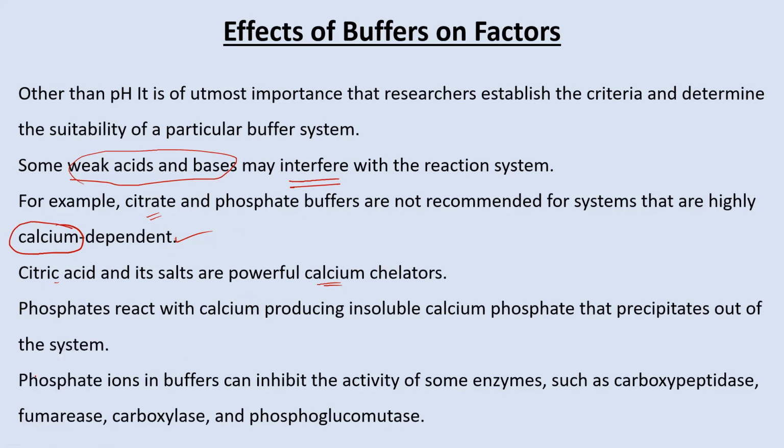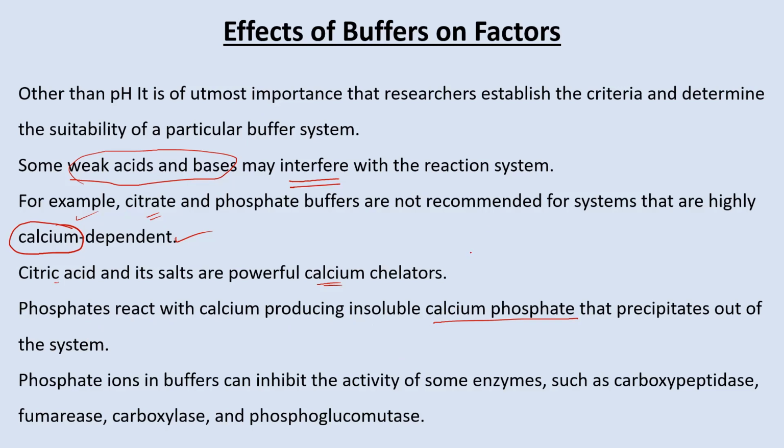Now you know that if you're working on an assay system, for example, if you have isolated an enzyme and that enzyme gives you best activity in presence of calcium, calcium is one of the important cofactors for enzymes. There are a lot of enzymes which work very well in presence of calcium, so they are calcium dependent for their optimum function. Calcium dependent enzymes will need calcium, but if you're using a citrate buffer or a phosphate buffer, then that calcium will not be available for the enzyme, but it will be bound to citric acid or to phosphate. So you must avoid citrate and phosphate buffer if you're working on a calcium dependent system. Phosphates react with calcium and they produce insoluble calcium phosphate, and it precipitates out of the system.